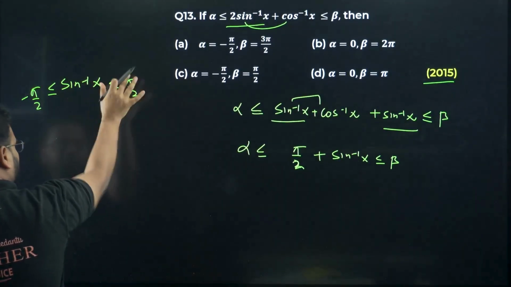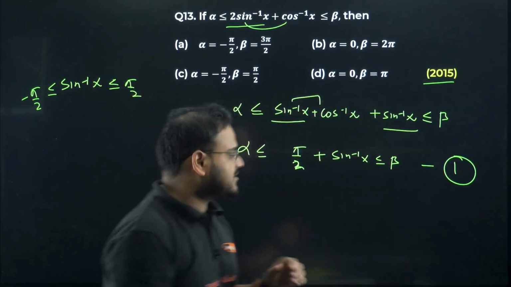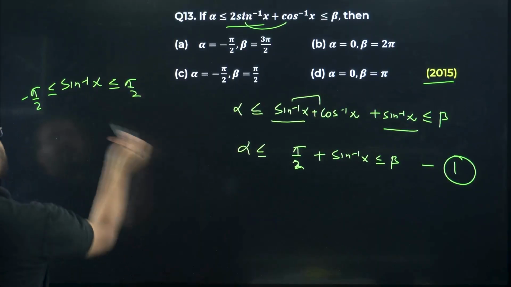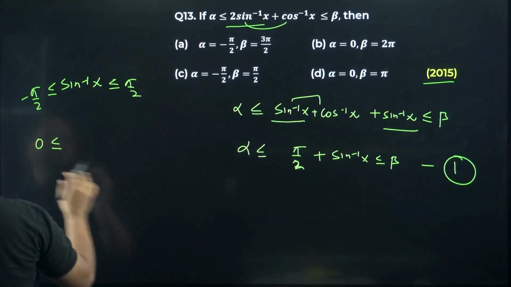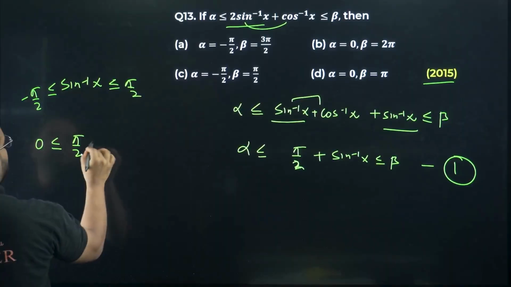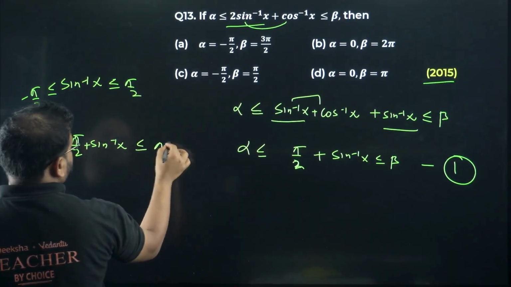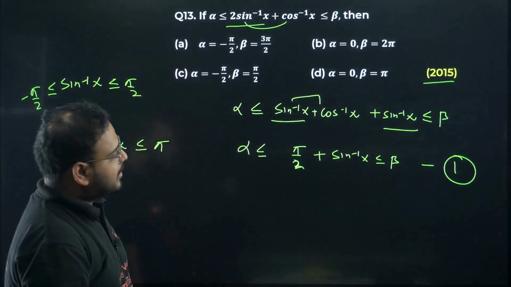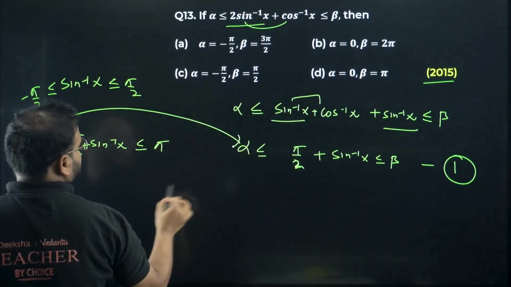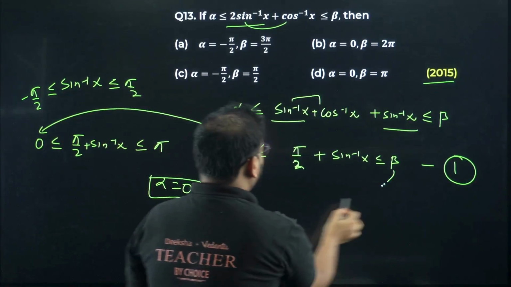So let's add pi by 2 on all the sides. Please check. This is the range of sin inverse, and I need to add pi by 2 to sin inverse. Add to it, you get 0 on this side, because pi by 2 plus minus pi by 2 becomes 0. Over here you'll have pi by 2 plus sin inverse of x, and this side will be pi, since pi by 2 plus pi by 2 is simply pi. Now compare: alpha is 0, and beta is pi.